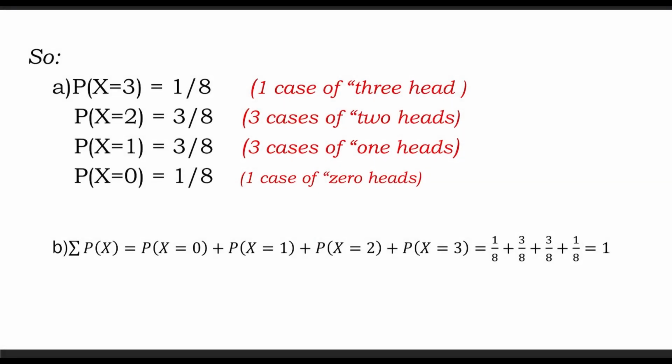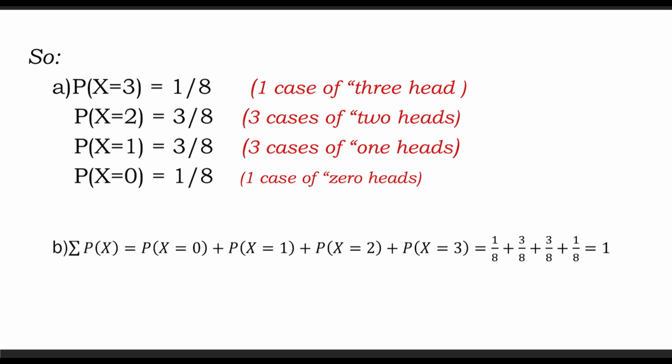So, the probability of the random variable X equal to 3 is 1 over 8, meaning 1 case of 3 heads. And the probability of the random variable X equal to 2 is 3 over 8. That is 3 cases of 2 heads. And the probability of X equal to 1 is also equal to 3 over 8. And that is 3 cases of 1 head. And the probability of the random variable equal to 0, meaning no heads appear, is 1 over 8. That is 1 case of 0 heads.